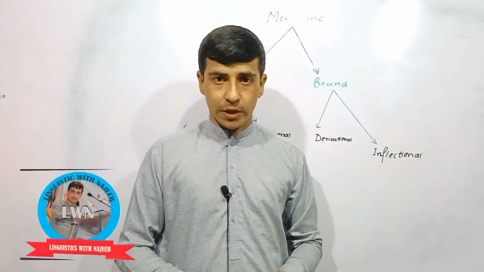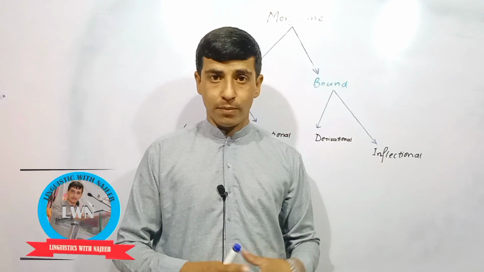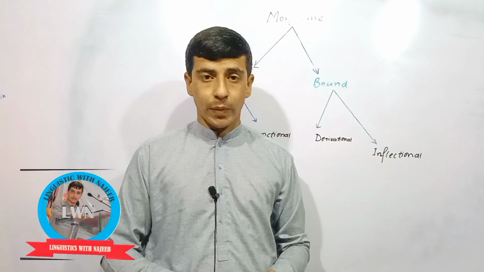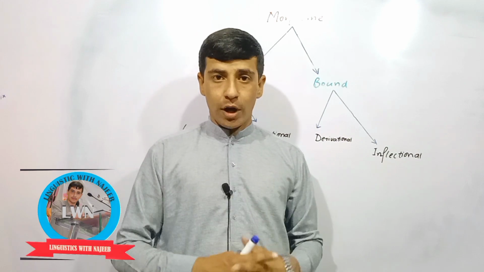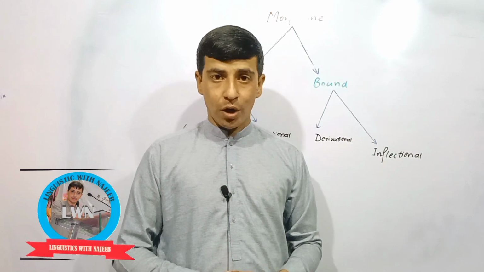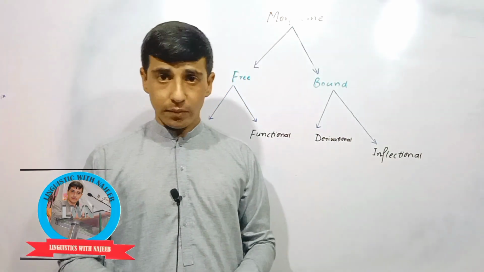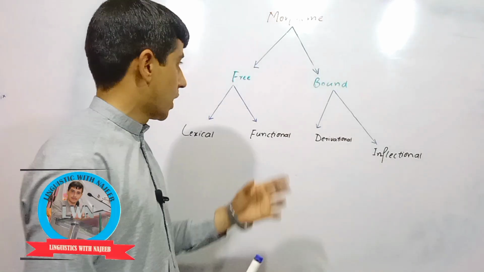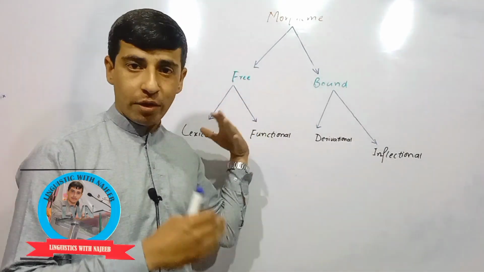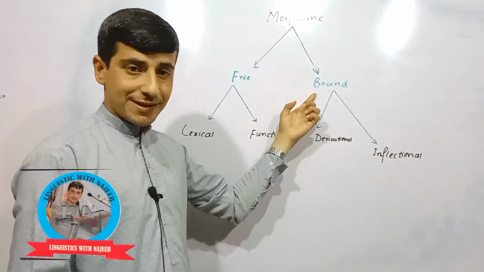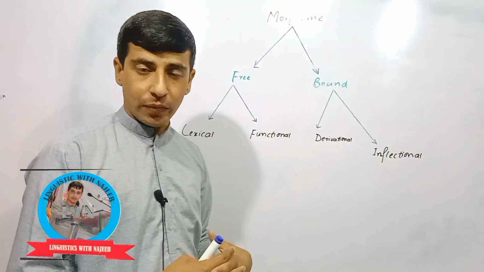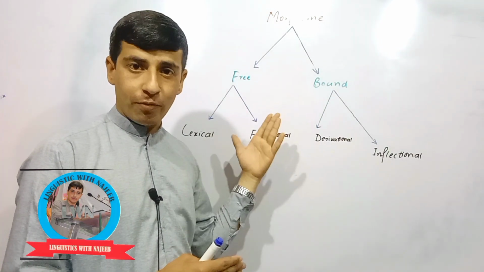Today's lecture is going to be about morphemes. So let's go. A morpheme is a minimal unit of meaning or grammatical function. A morpheme has two types. The first type is called the free morpheme, and the next type is called the bound morpheme. Let's discuss free morpheme first.